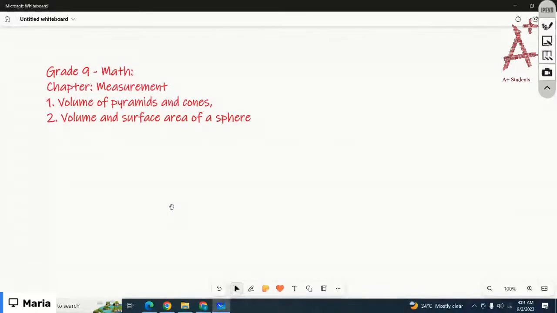So we are working on the book Principles of Mathematics grade 9. We are working on the chapter measurement, and the lessons we're going to cover today are volume of pyramids and cones and volume and surface area of a sphere. So let's just start with the lesson.